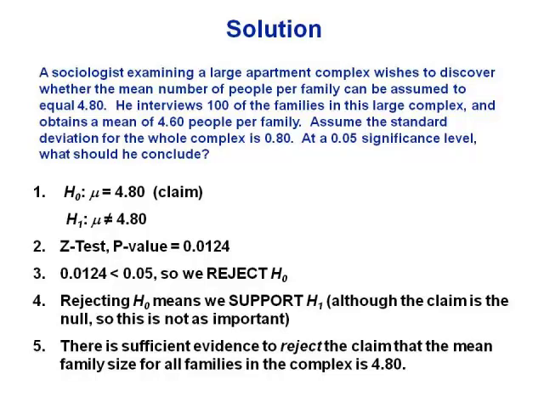So we're rejecting the null, which means we will support the alternative, but the claim this time was the null, so we need to be very careful how we phrase this. We don't have the word fail in here anywhere, so there is sufficient evidence, but the claim is the null, which is the one we're rejecting. So we have sufficient evidence to reject the claim that the mean is 4.80.